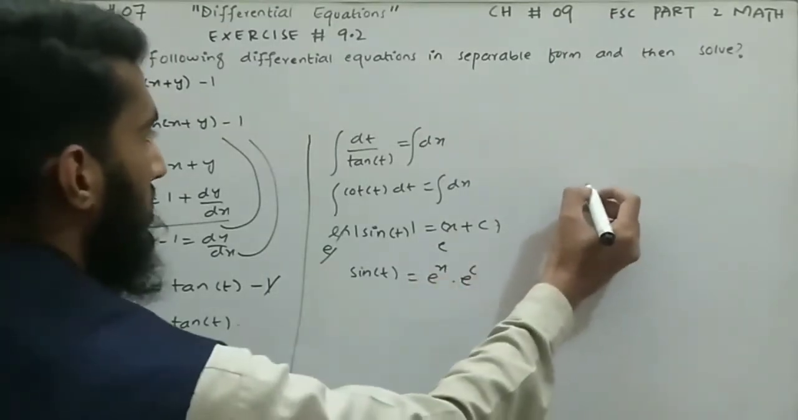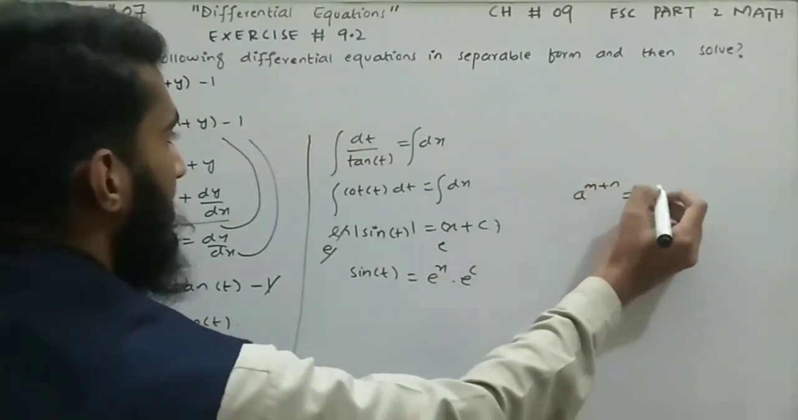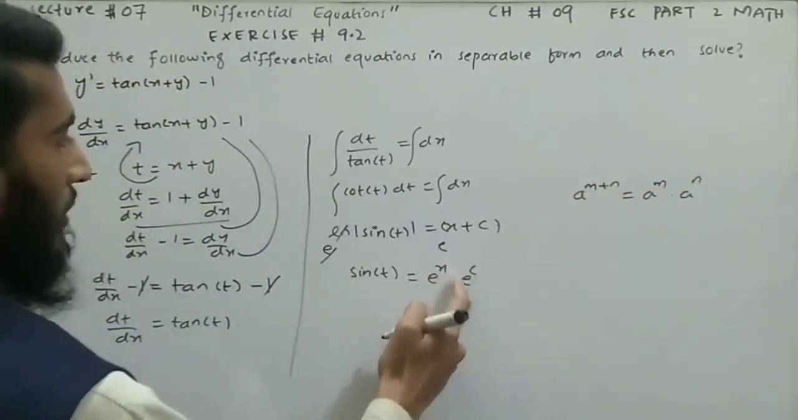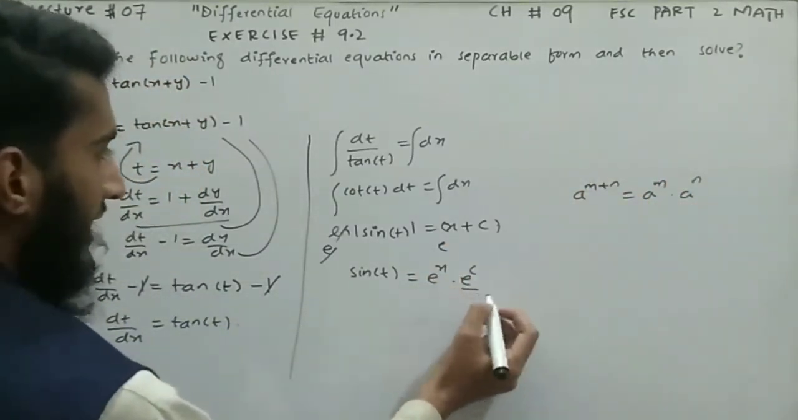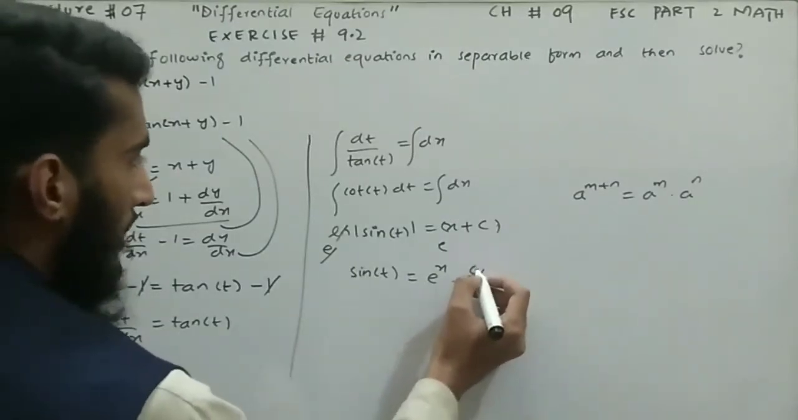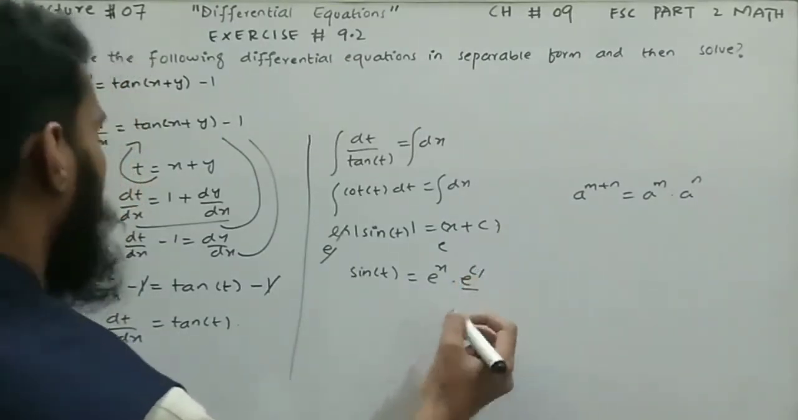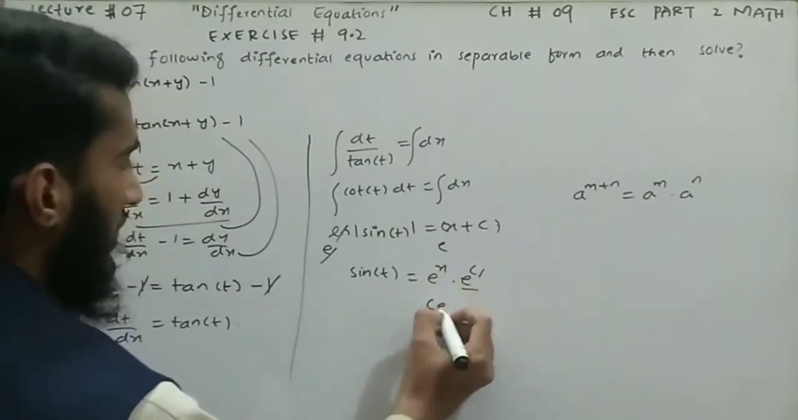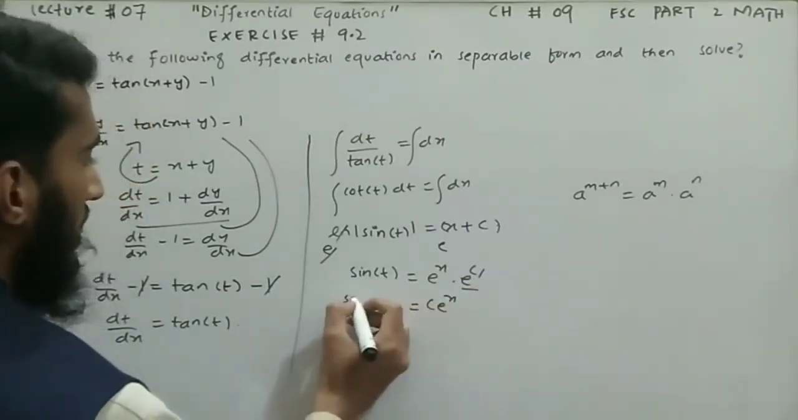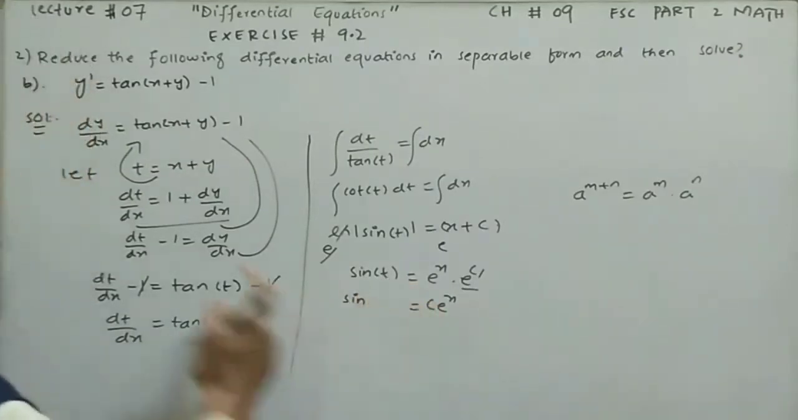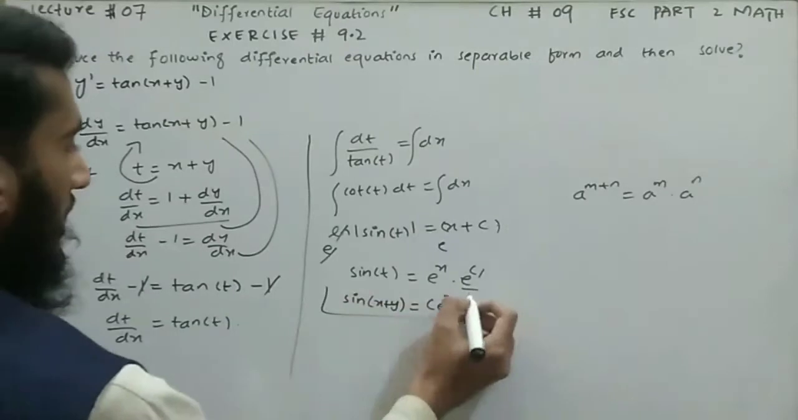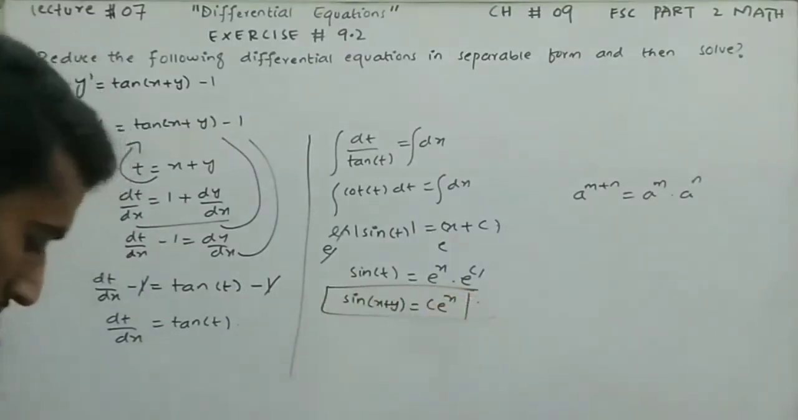This is actually the formula a power m plus n is a power m into a power n. I just split the power x plus c into e power x and e power c. Here e is a constant and c is a constant, so a constant to the power of a constant again gives a constant. Let's suppose I write it as C. So it becomes C into e power x is equal to sin t. I replace t again with x plus y. So this is the required general solution.